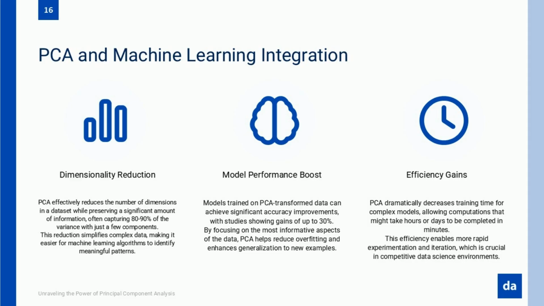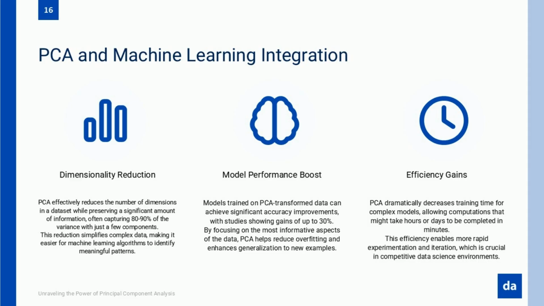The reduction in dimensionality also addresses the pervasive problem of overfitting. When models train on too many features relative to the number of observations, they learn patterns specific to the training data that don't generalize to new examples. By condensing the feature space through PCA, models focus on the most informative aspects of the data, resulting in more robust predictions on unseen examples.